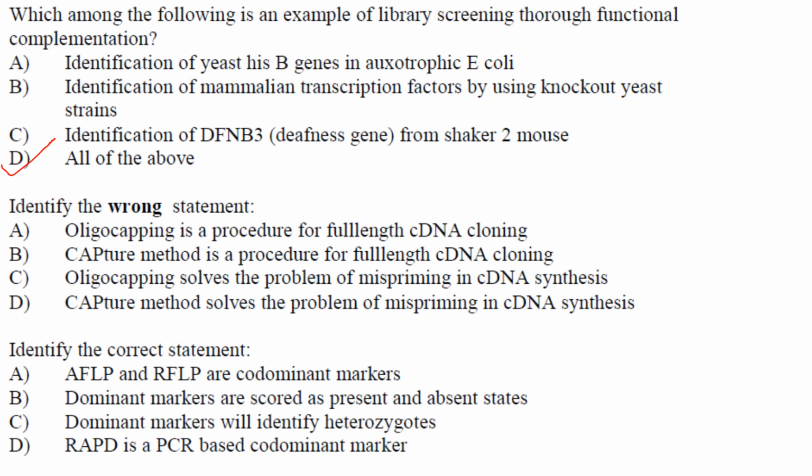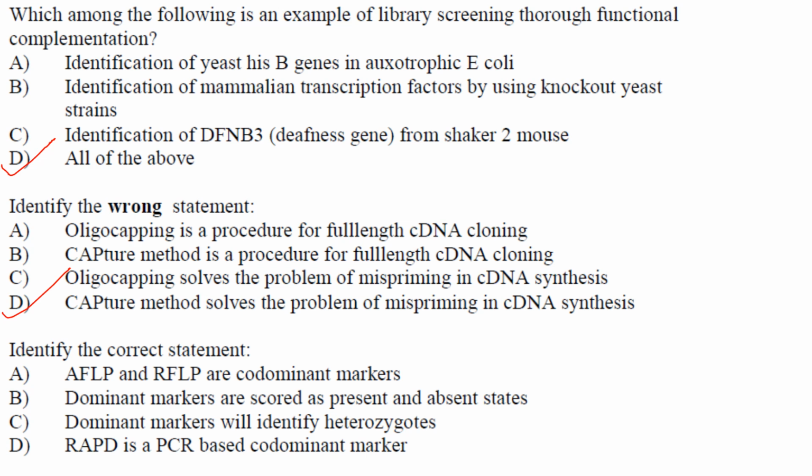Now read the statements. You have to identify the wrong statement. Oligocapping is a procedure for full-length cDNA cloning. Yes. Capture method is a procedure for full-length cDNA cloning. Yes. Oligocapping solves the problem of mispriming in cDNA synthesis. Yes. Capture method solves the problem of mispriming in cDNA synthesis. No. So D is the answer.